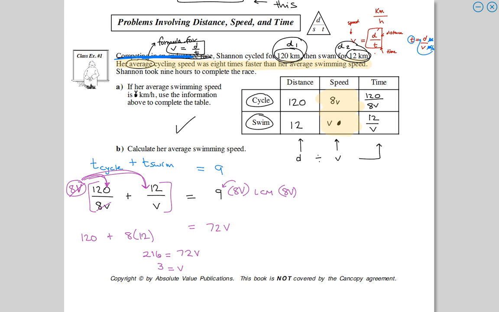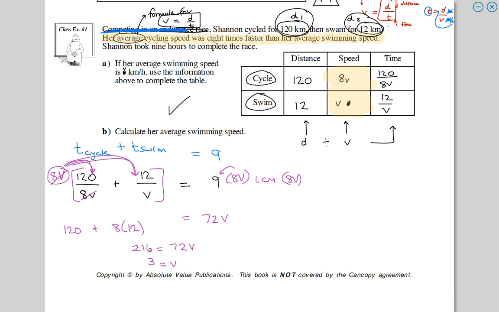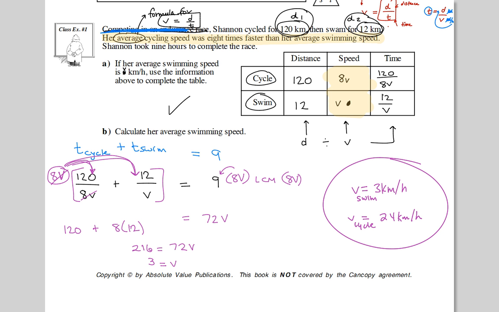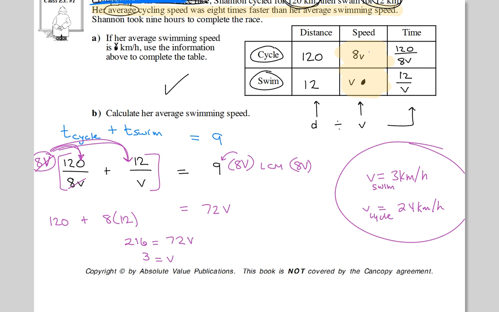Okay, so what's her average swim speed? 3 kilometers per hour for the swim, and for the cycle it would be 3 times 8, which is 24 kilometers an hour for the cycle. You guys okay with that? The cycle is 8 times the swim speed, so I just took her swim speed and times by 8. There's nothing special about that.